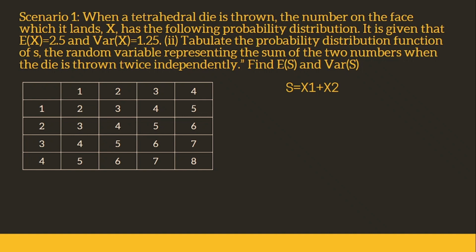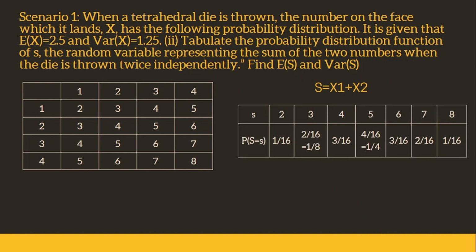So if you get 1 and 1, the sum is 2. Then likewise, you can show the scenarios for what value you get from the lowest value 2 to the largest value 8. By doing that, it will be quite easy to draw out the actual probability distribution table and see what are the probabilities that S can take on whatever value from 2 to 8.